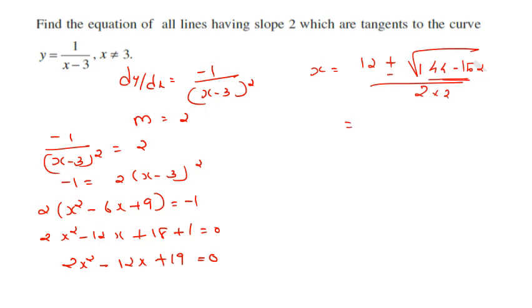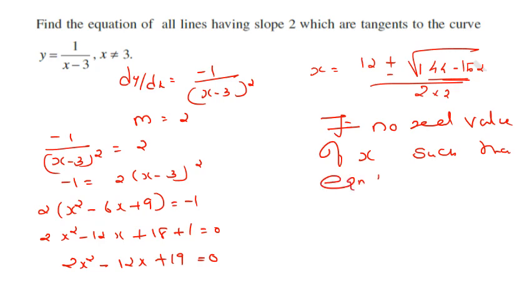But this is negative. So there exists no real value of x such that the equation of line having slope 2, because b squared minus 4ac is less than 0, so there exists no real value. We are considering all real valued functions, so there exist no real values of x.